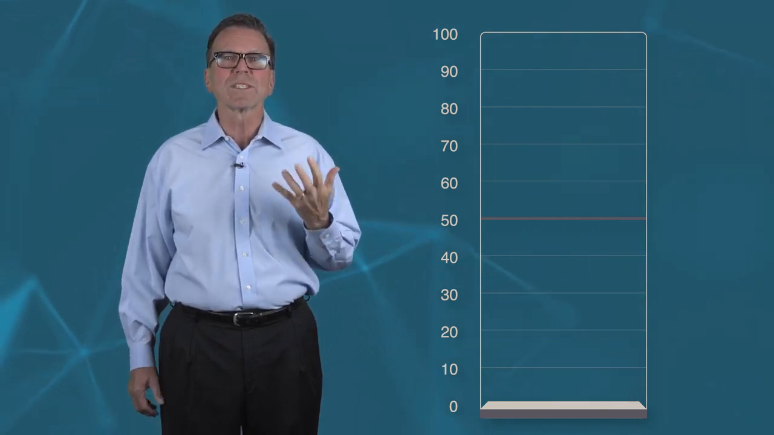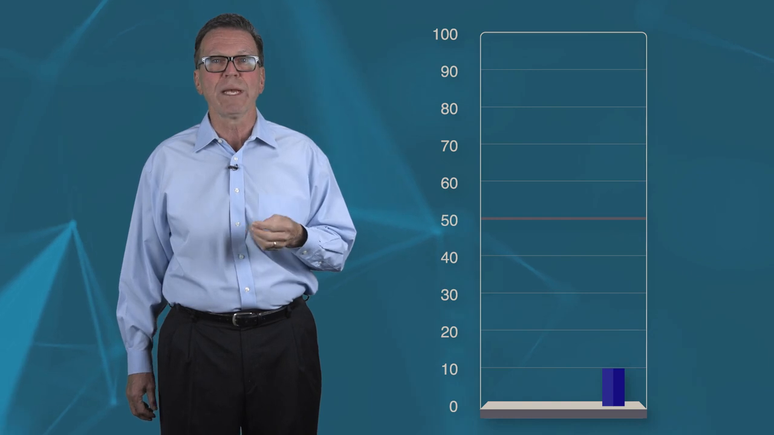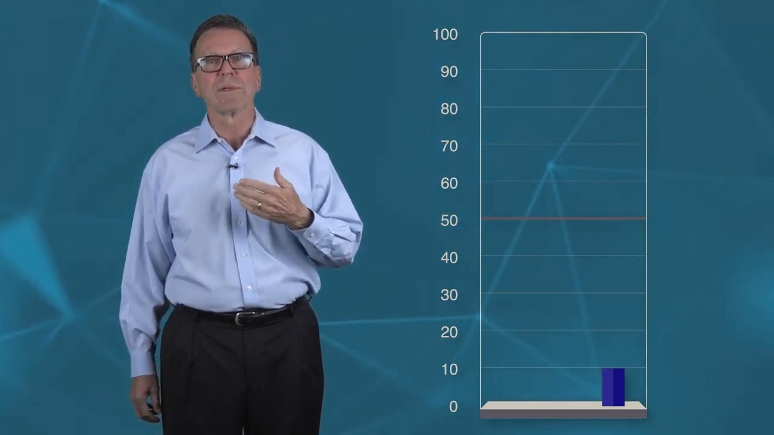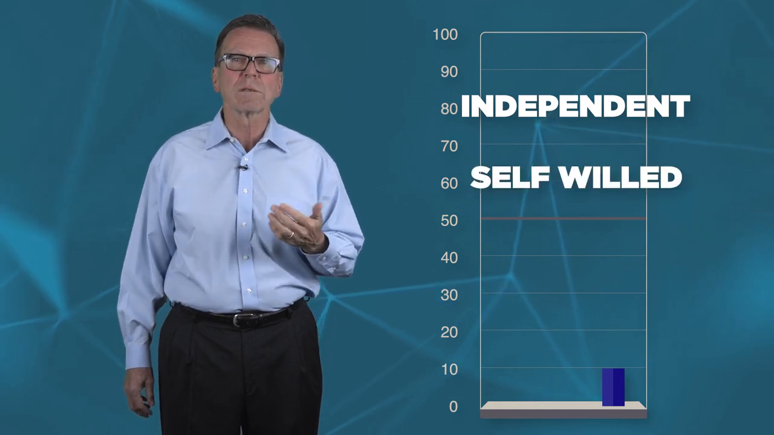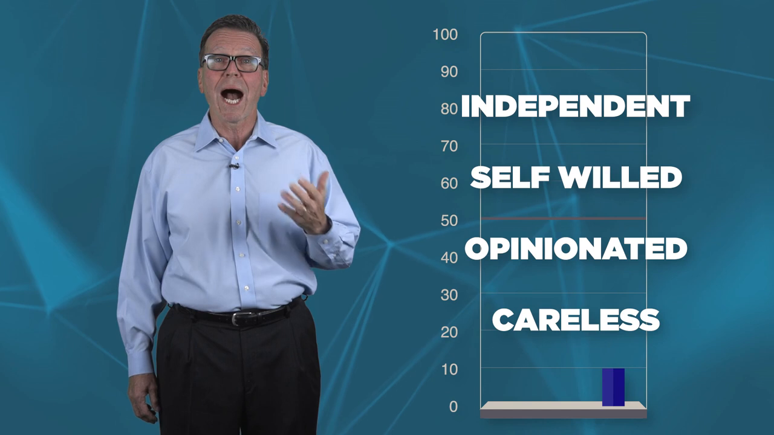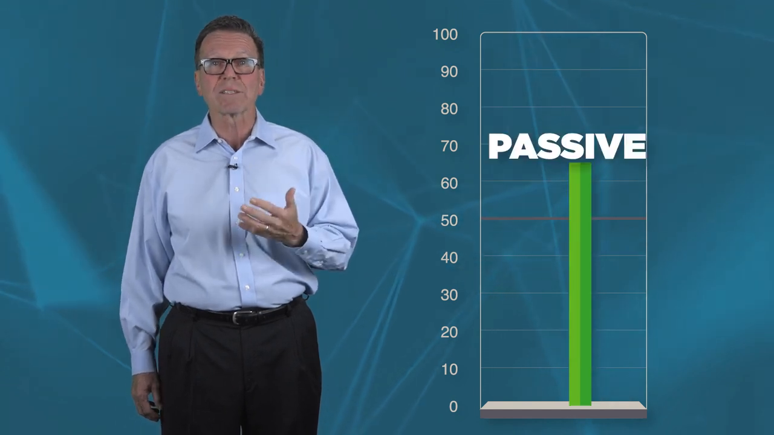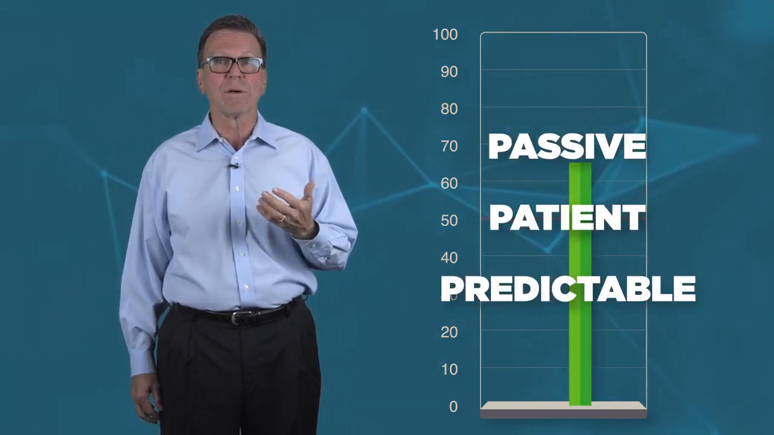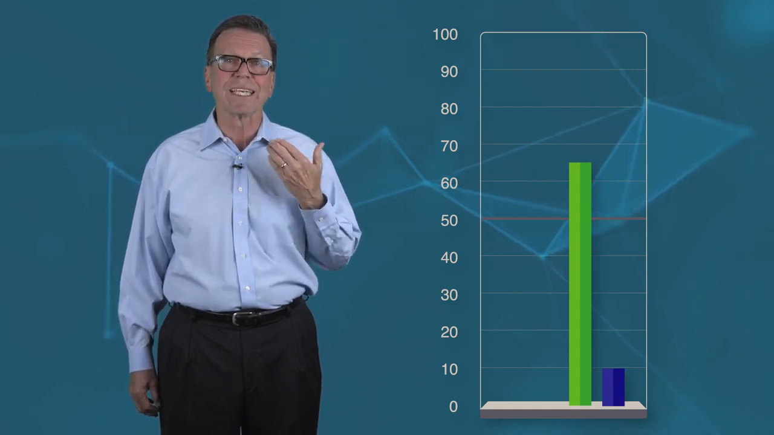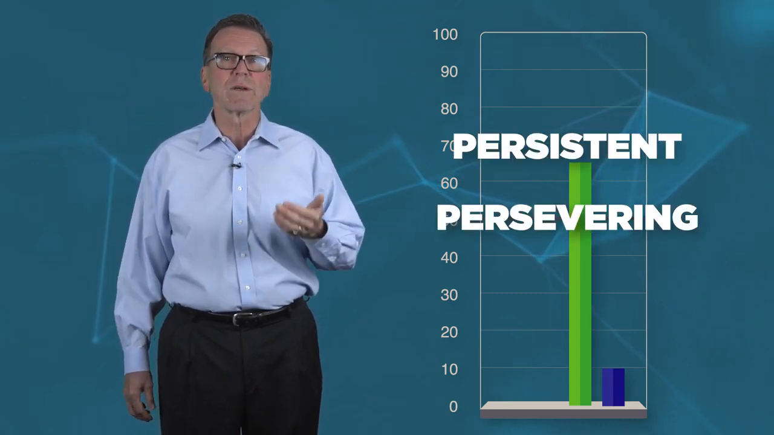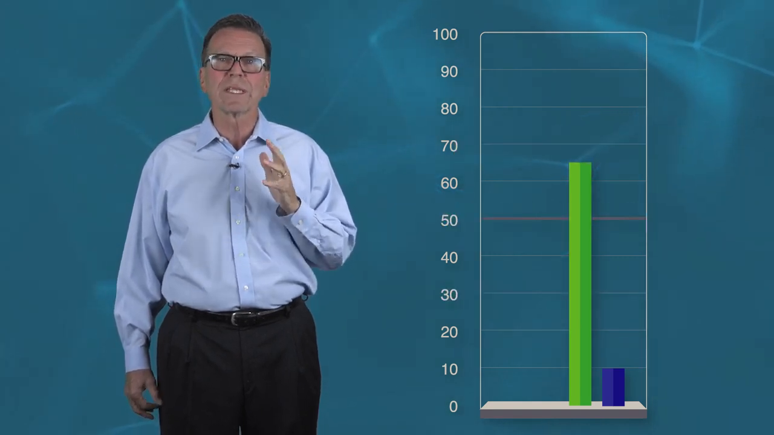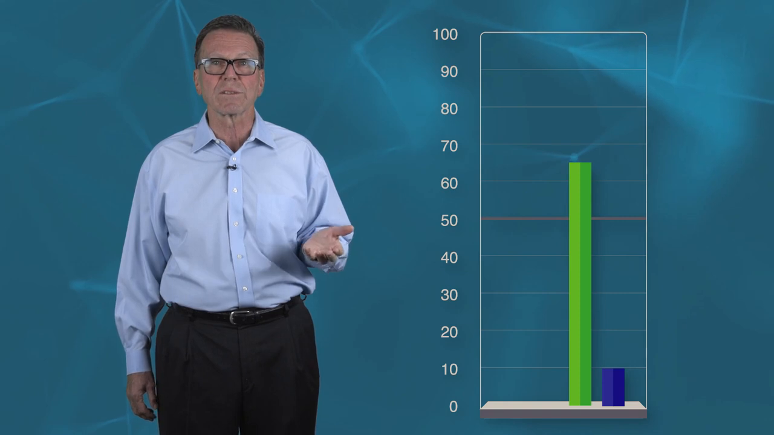For this example, let's start with a low C as the primary and combine that with a high S. A low C is described as independent, self-willed, opinionated, and potentially careless with details. A high S tends to be passive, patient, and predictable. Combined, the low C, high S is described as persistent, persevering with a touch of independence. They hold on to their views even when they are contrary to the opinions of others.